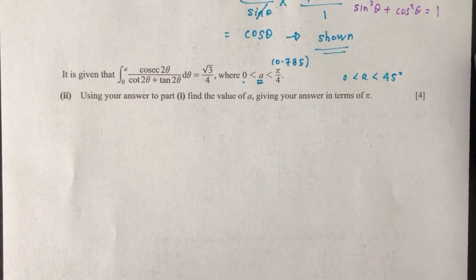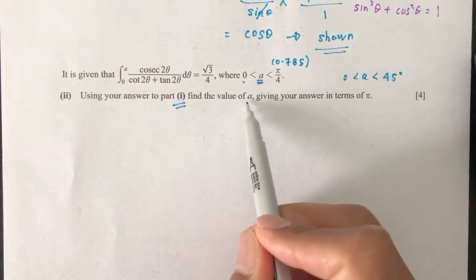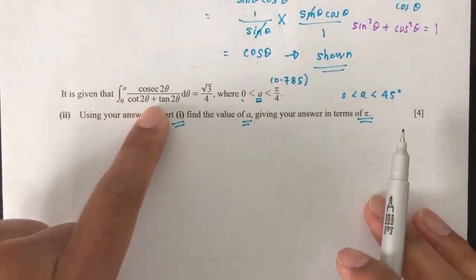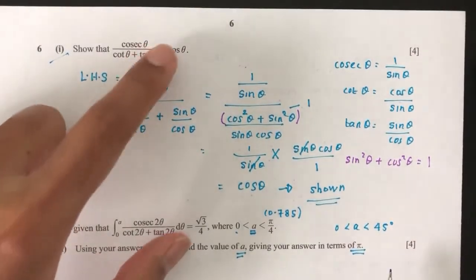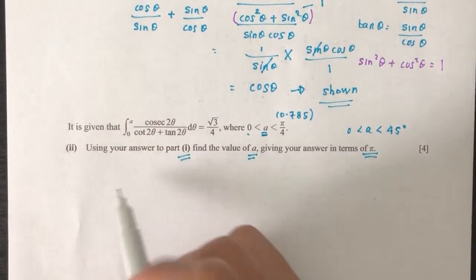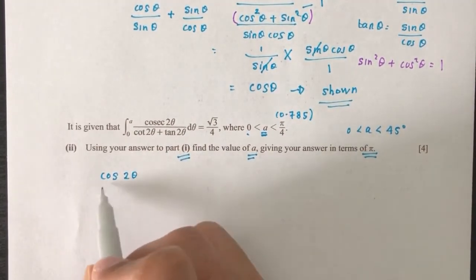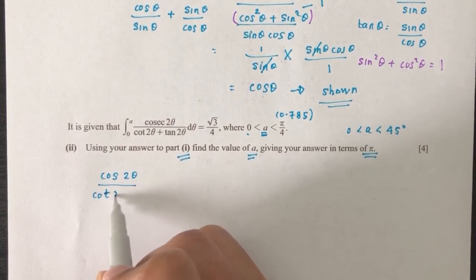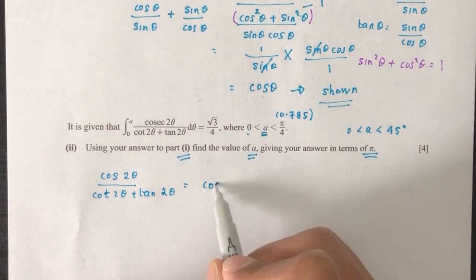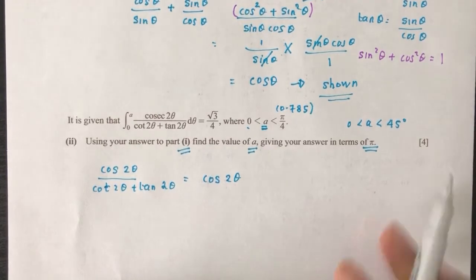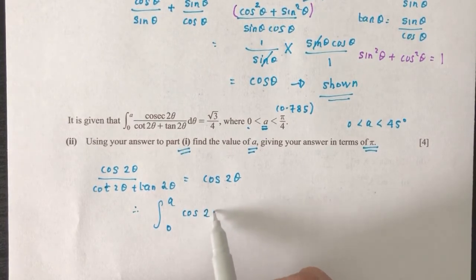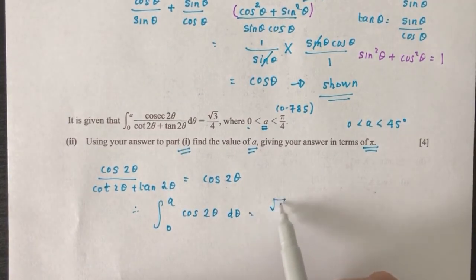Okay, so we have to use your answer in part 1 to find the value of a, giving your answer in terms of pi. So to find the value of a, we have to use the answer in part 1. In part 1 we proved that this function is equal to this. So it means that this function must be equal to cos of 2 theta according to part 1. So this here becomes the integral from 0 to a of cos of 2 theta dt equal to this.